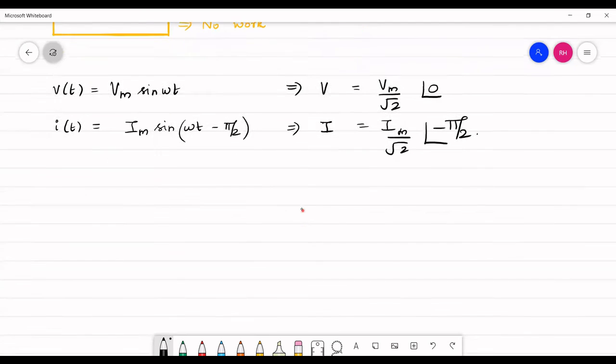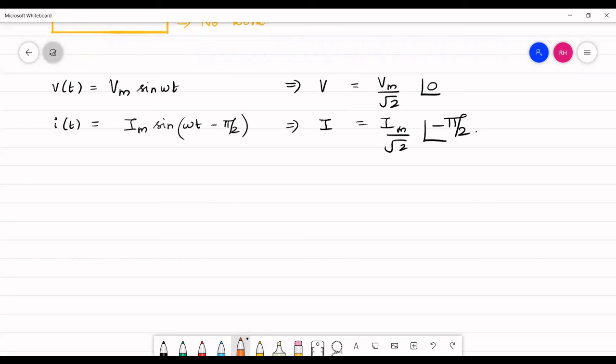Now let's trace the phasors. So here we have our reference. And we take V along the reference. And I, current phasor, makes an angle minus pi by 2. Minus pi by 2 in the sense we have to measure in the clockwise direction. Negative angle should be measured in the clockwise direction, and you have to measure 90 degrees, right? So this is I, the current phasor.